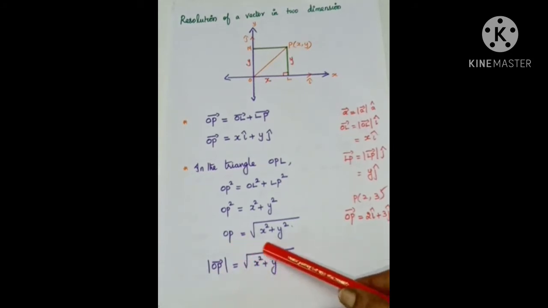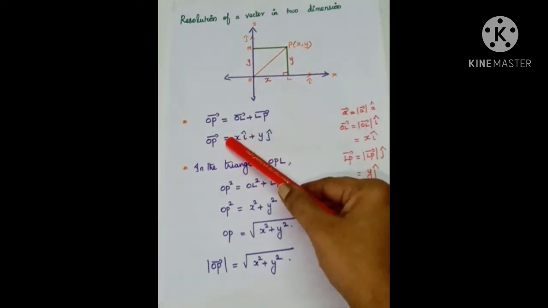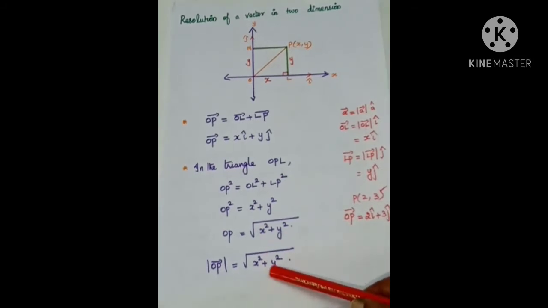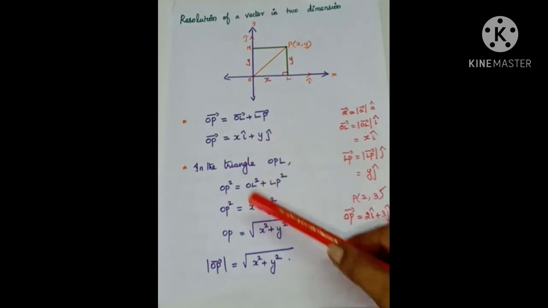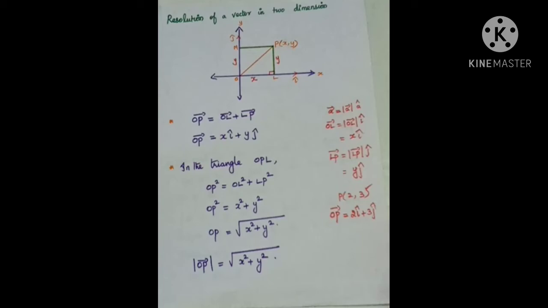It is the square root of, you have to write the square root of, you see the coefficient of i cap, what is it? x, so x squared plus what here? Next one, the coefficient of j cap, that is y squared. Suppose here I have written the point P as 2, 3. So the OP vector is 2i cap plus 3j cap.